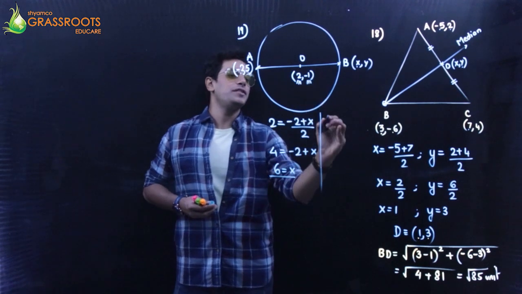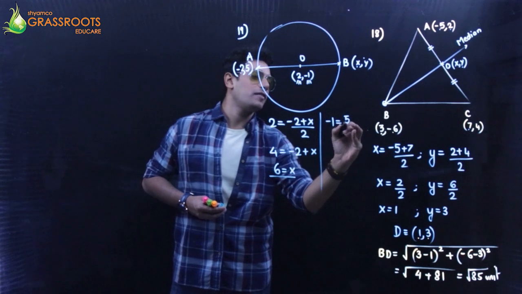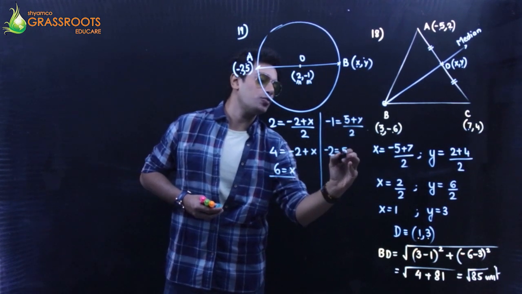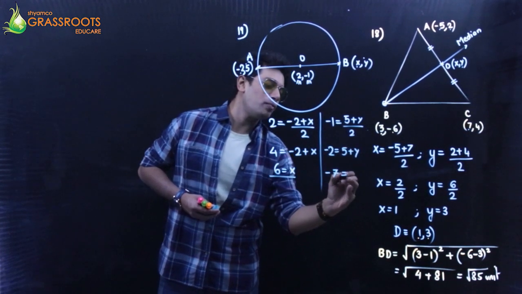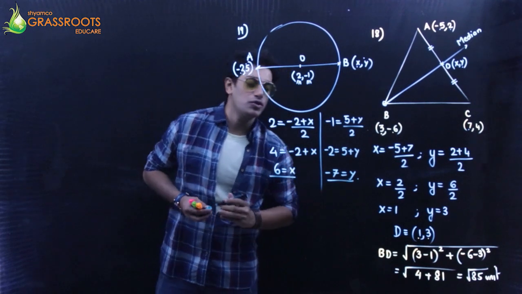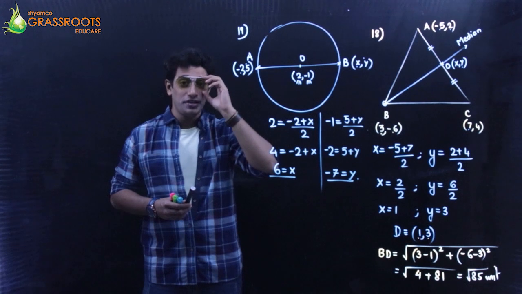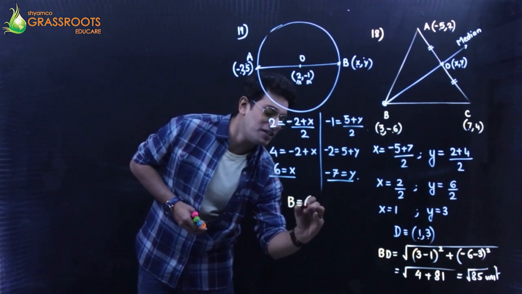And -1 is equal to (5 + y) upon 2. Cross multiply. -2 is equal to 5 + y. 5 goes on the other side. -2 - 5 is equal to y. So y is -7. So the coordinates of the other point are (6, -7). You have to write it in a statement form.